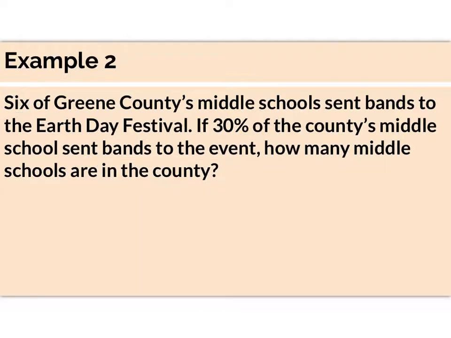So 6 times 0.3 equals, so 6 times 3 is 18. And so we have 1.8. And we know that we cannot round off a school. So we're going to round that off to 2, because you can't have 1.8 schools. You either have 1 school or 2 schools. And since 1.8 is closer to 2, we're going to say 2 schools.